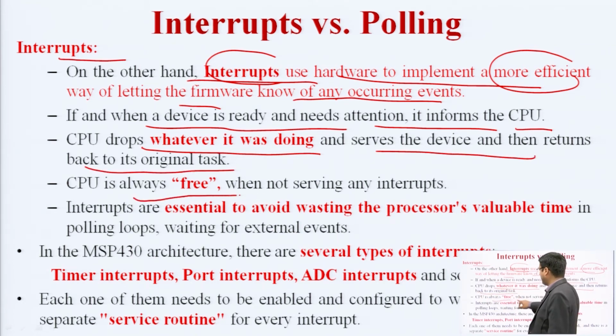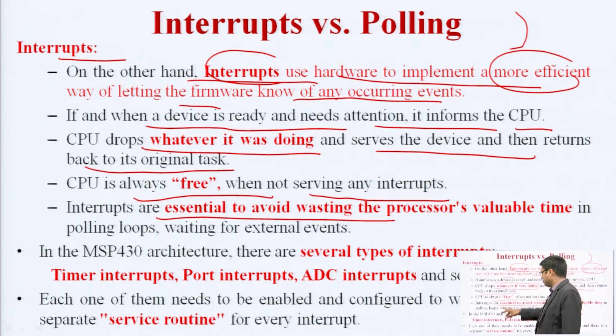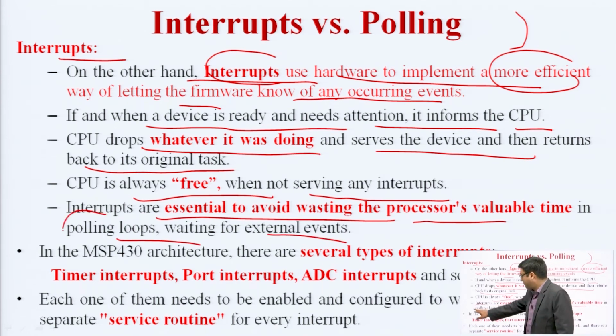So with the concept of interrupts, the CPU is always free. It does not continuously check the status of the input output pins when not servicing an interrupt. Interrupts are very useful to avoid wasting the processor's valuable time. But in polling loops, we waste a lot of the CPU's time; the CPU is always busy through the concept of polling.